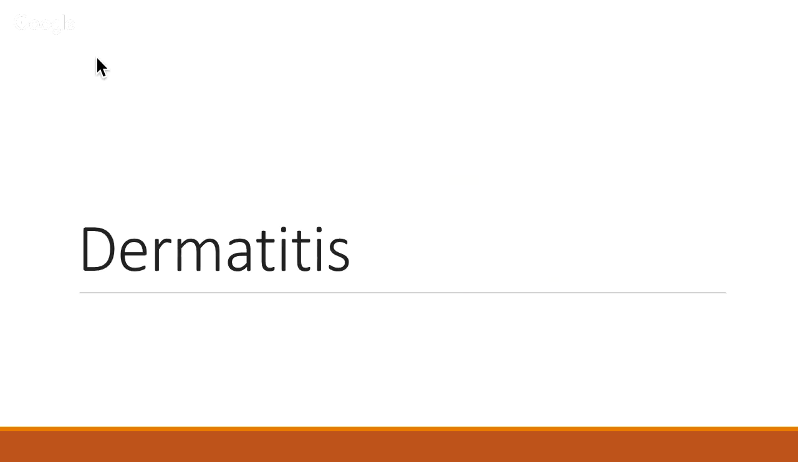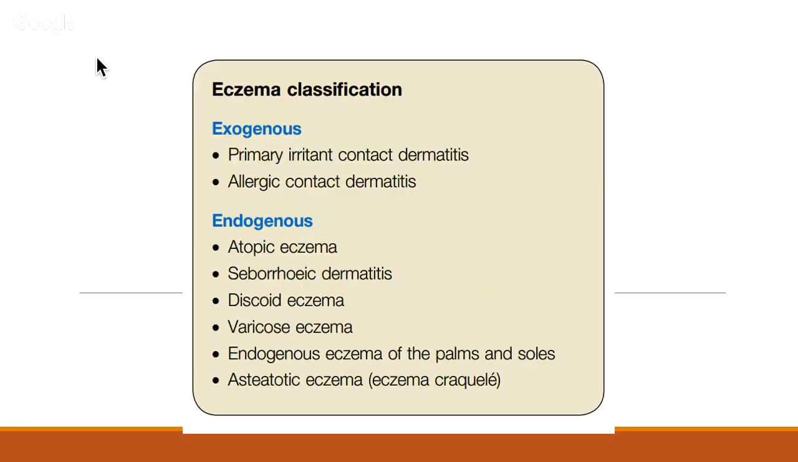So dermatitis. With eczema, you can divide it according to whether it's exogenous or endogenous. I would probably know most of the conditions listed there, at least be able to recognise the rash. For your OSCEs, you'll probably only have to know atopic dermatitis in detail, but definitely be able to still spot diagnose any of those rashes up there.